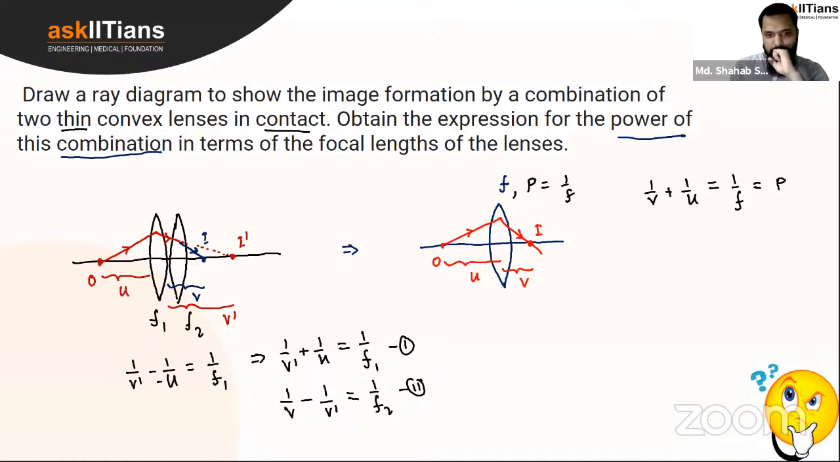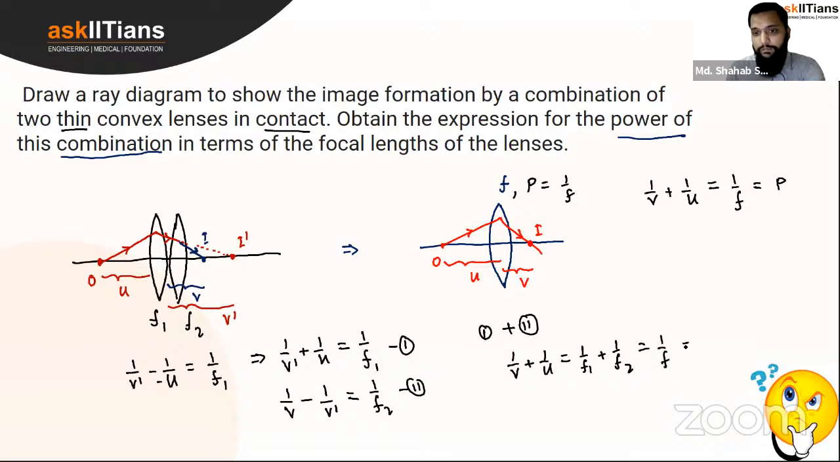So look here carefully. If I add the first and second, what will we get? 1 by V prime minus 1 by V prime cancels out, and you get 1 by V plus 1 by U is equal to 1 by f1 plus 1 by f2. And 1 by V plus 1 by U is nothing but equal to 1 by f, which is the power of the combination. So from here we get the power of the combination is equal to 1 by f1 plus 1 by f2, which is equal to (f1 plus f2) over (f1 into f2). This is the power of the combination.